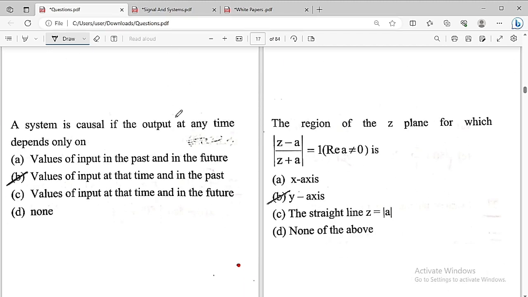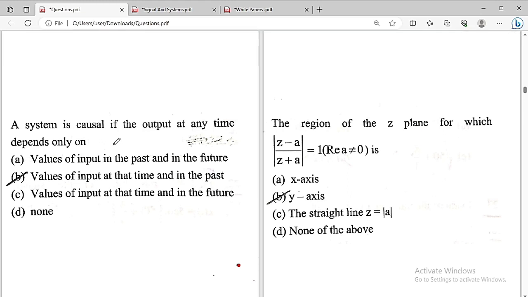So now we are going to solve the other question. See the question here. A system is said to be causal if the output at any time depends only on... And what did I tell you? A system is said to be causal only when the present output depends on the present values of the input or the past values of the input, but not on the future values of the input. Then that system is said to be the causal system.